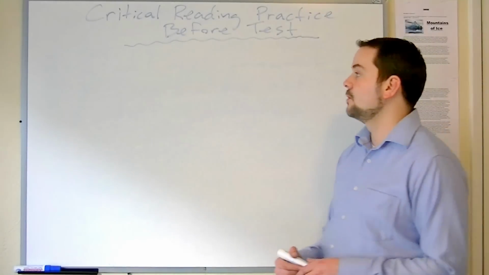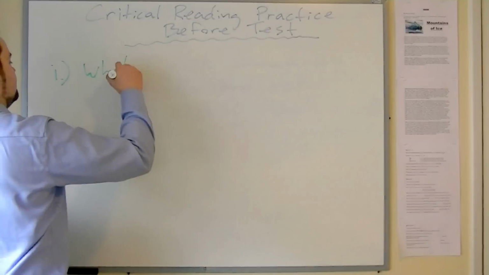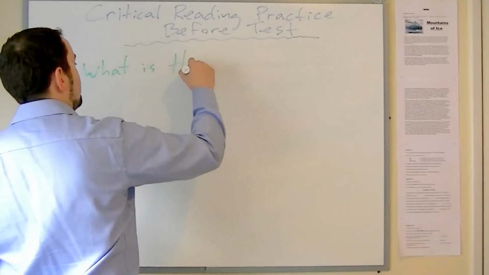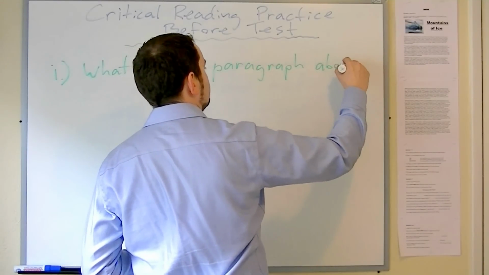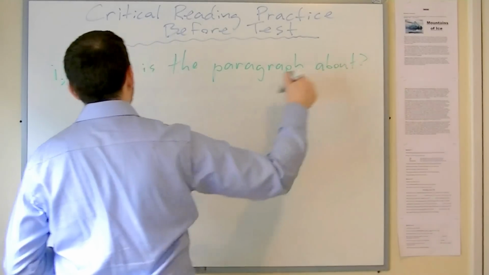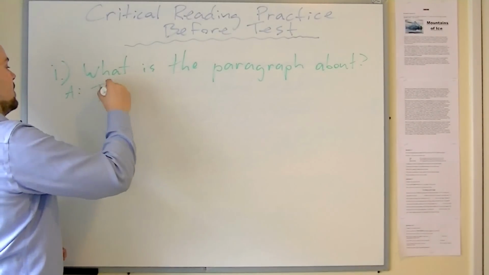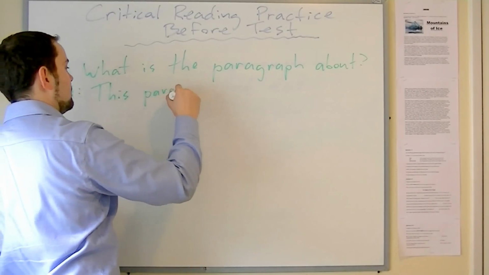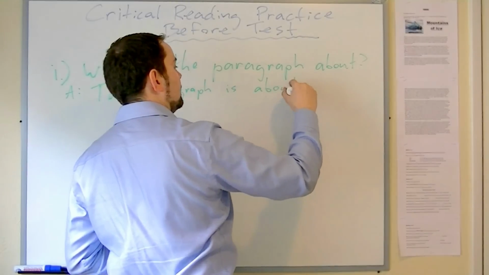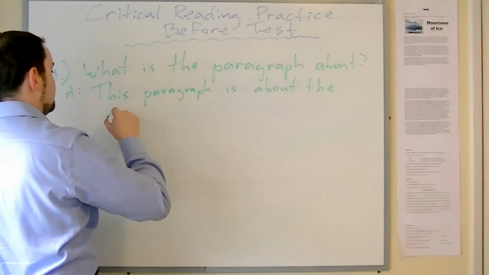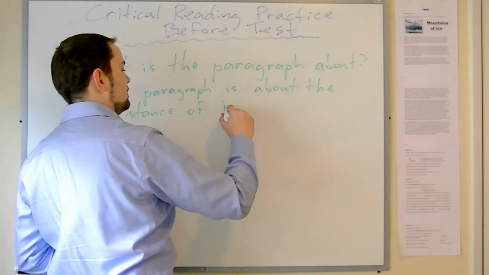Okay, so again, let's go through our three key questions here. First, what? So what is the paragraph about? And the answer, we can see from, again, the first sentence, this paragraph is about the existence of icebergs.